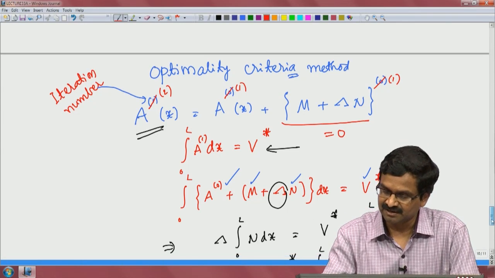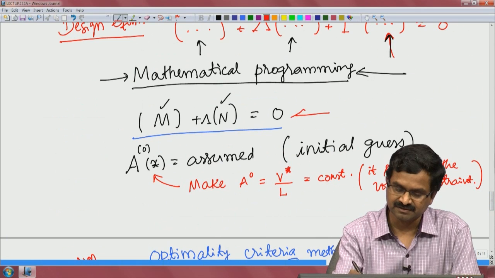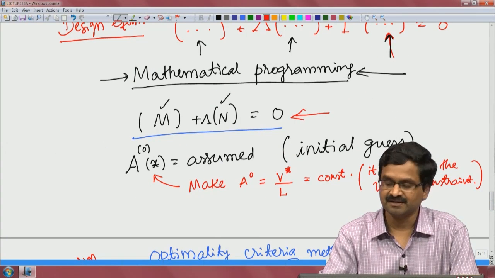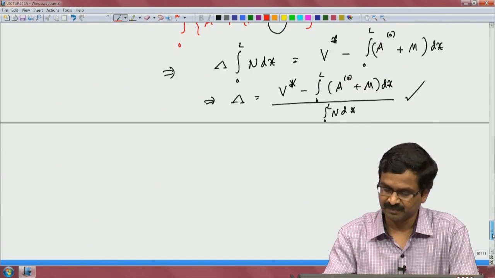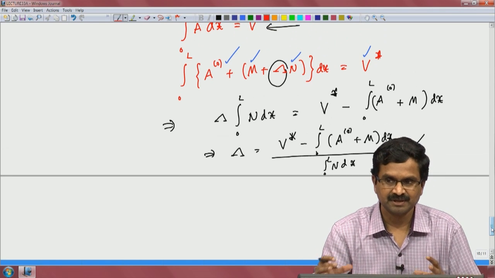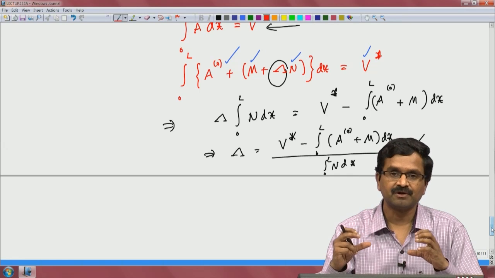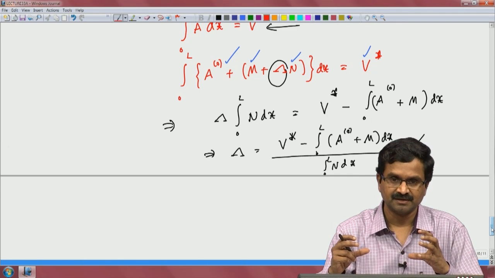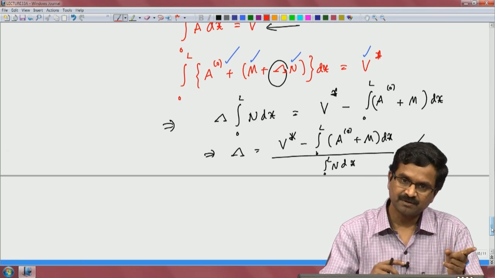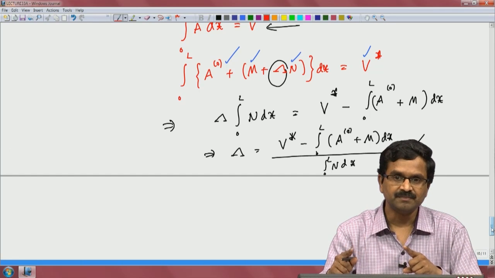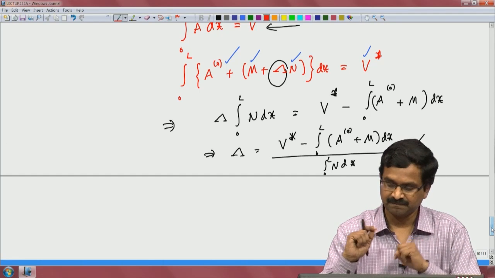That is exactly what was our condition, that m plus lambda n is equal to 0. That is what we do. That is how the optimality criteria method works in numerical sense, whenever you cannot solve the problem analytically. We had done this for the bar, we will do this for the beam in the next lecture. So, you can see that.